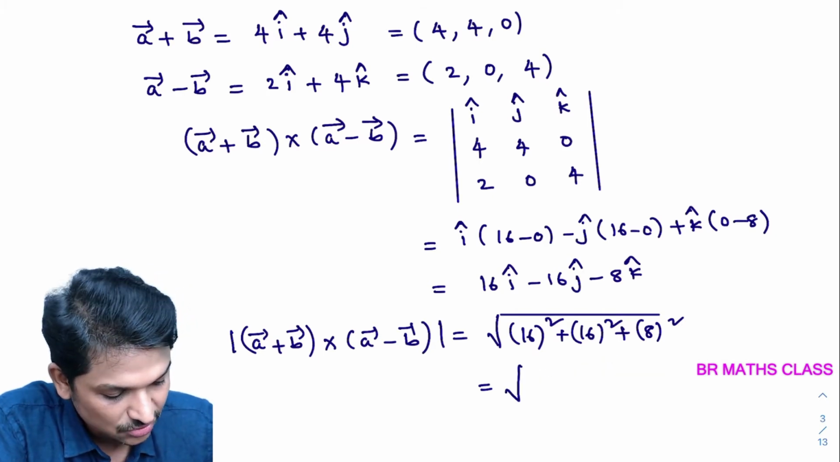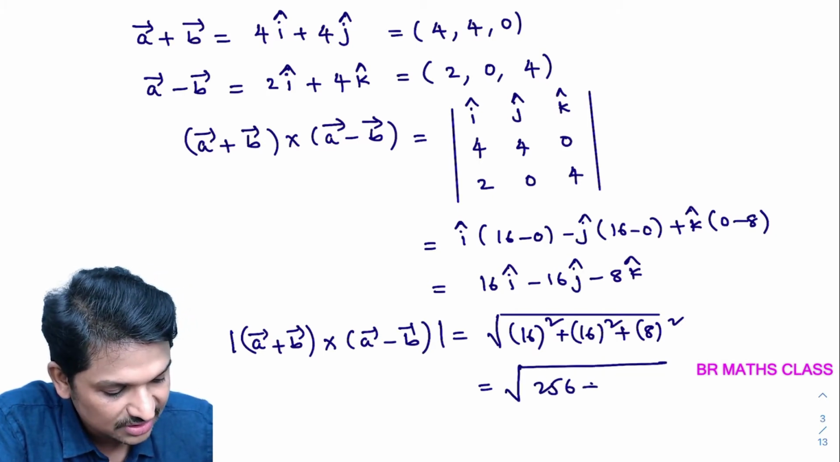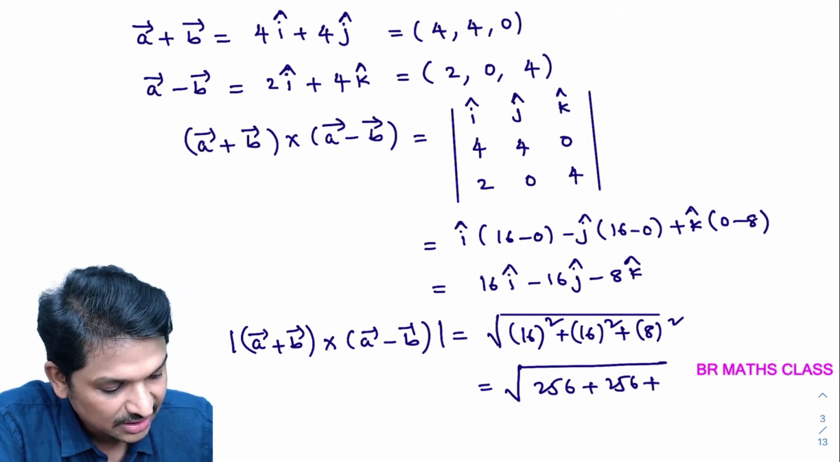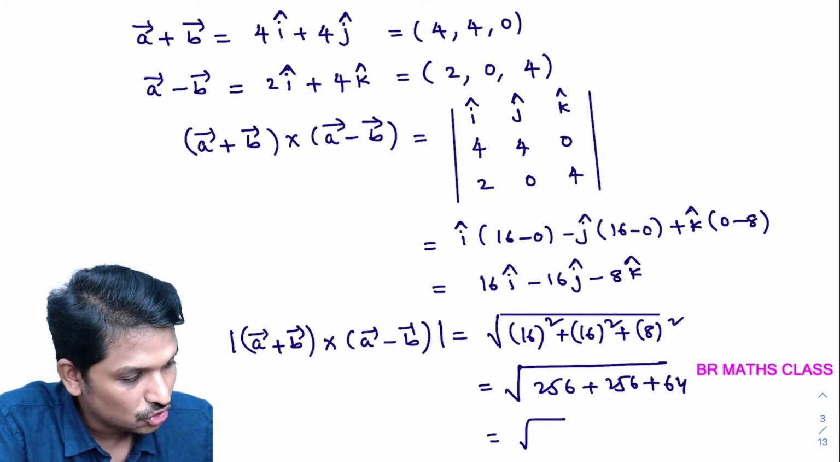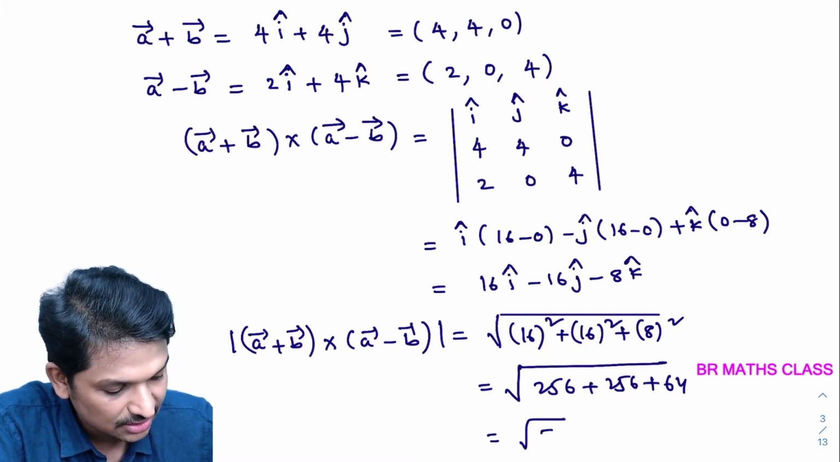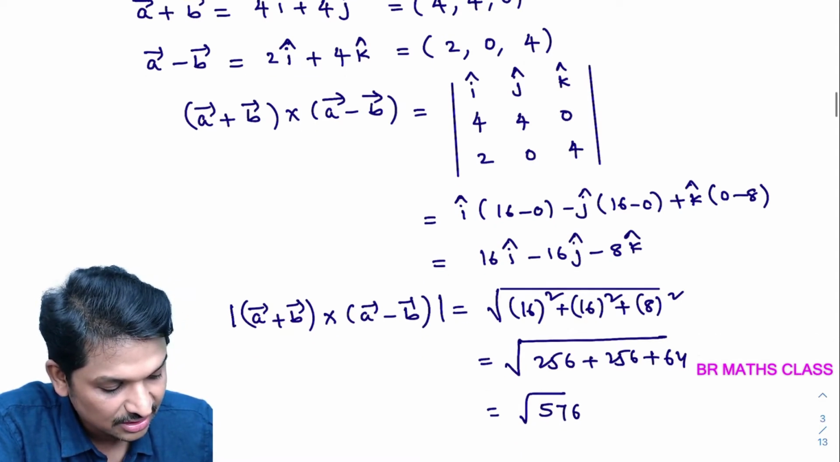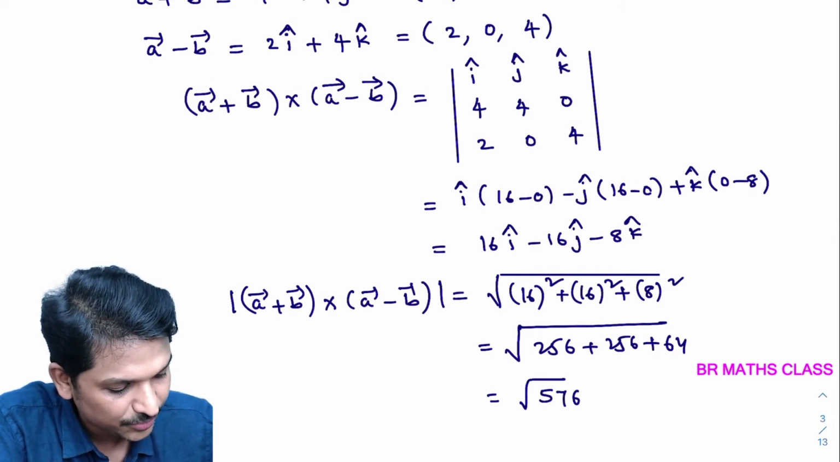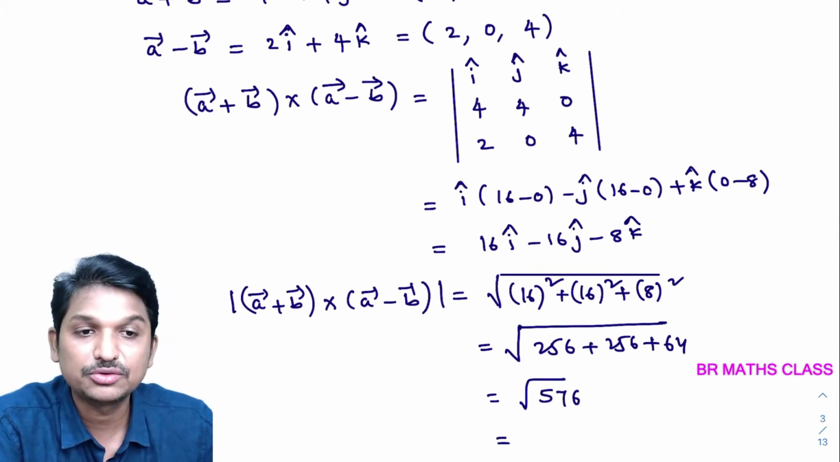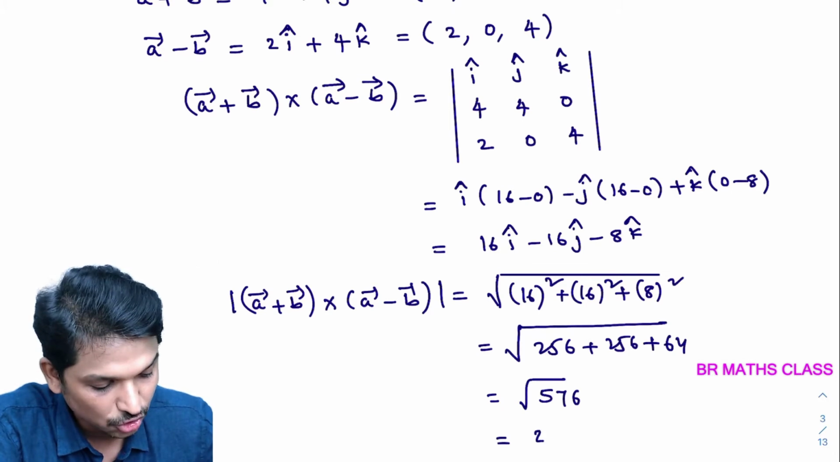Root over 256 plus 256 plus 8 8s are 64. If you add them, what you will get? Root over 576 you will get, right? Root over 576 is what? 24 into 24, 24 square. So this is 24.